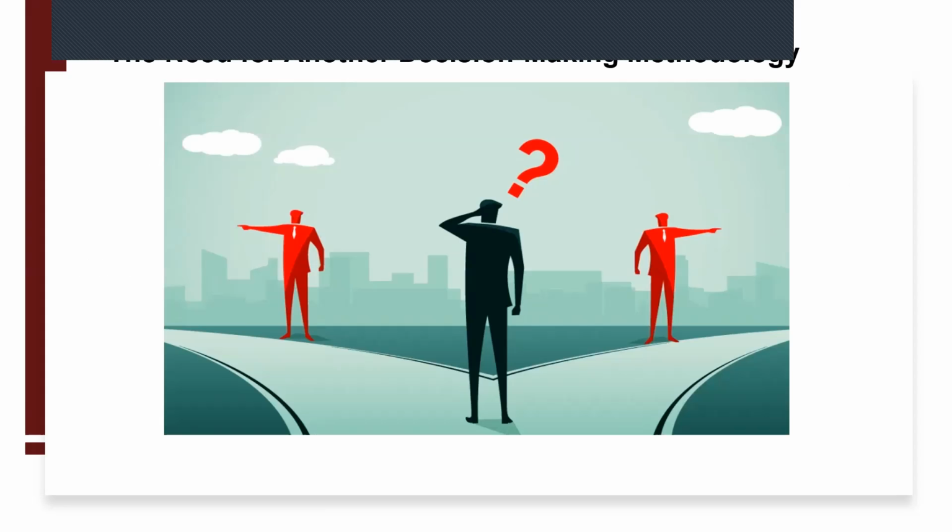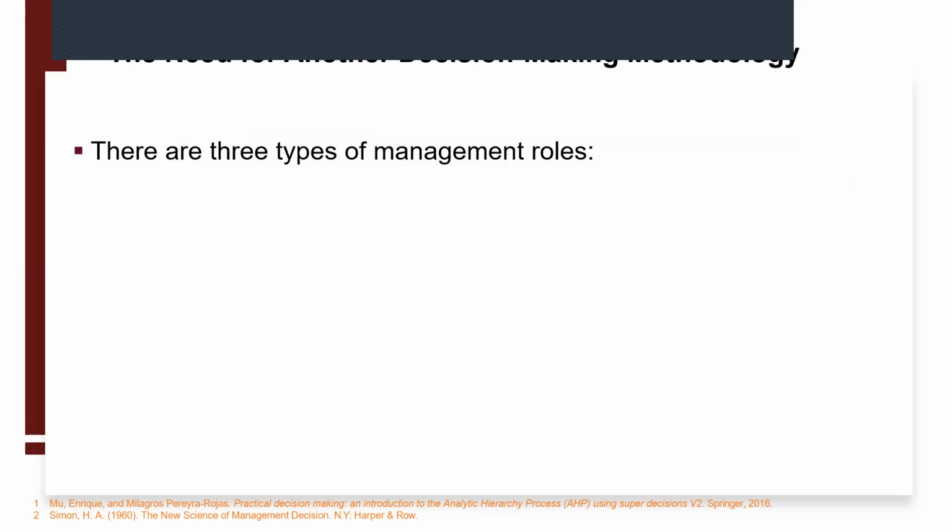The need for another decision-making methodology. There are three types of management roles. Number one is interpersonal. This refers to the ability of the manager to be the figurehead, and part of the job is to motivate people and communicate the company and the product to the public. One good example is Steve Jobs. Imagine him presenting a new Apple product. So that's interpersonal.